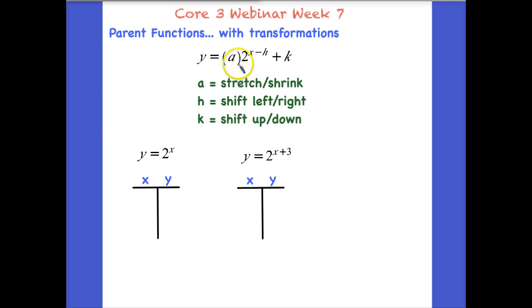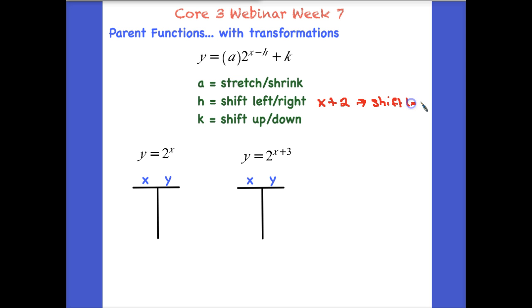So let's just review that a in front, that's considered a stretch or shrink in math language, right? The minus h on the end, that is considered a shift left or right. So that's your horizontal shift along your x-axis. But just to remind you guys, we always shift the opposite way. So if it was, let's just say, x plus 2, we would actually shift left.